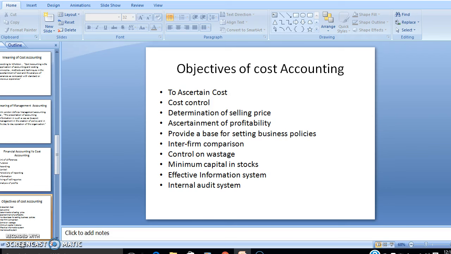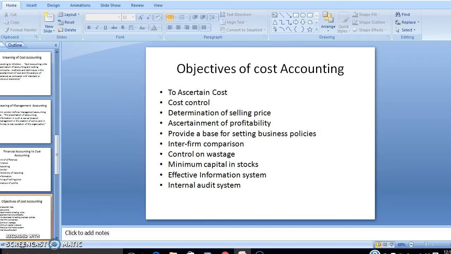Now the next objective is inter-firm comparison. Cost accounting helps in making comparison of cost or profit of one firm with the other operating in the same industry. The next objective is control on wastage. Cost accounting can explain the source of wastage in the elements of cost like material, labor and other expenses, and thus can save the national factor of production.